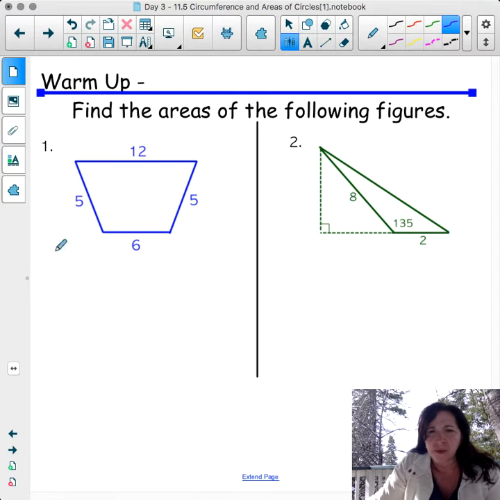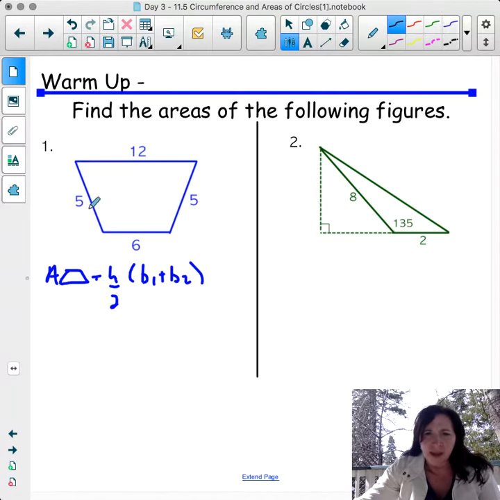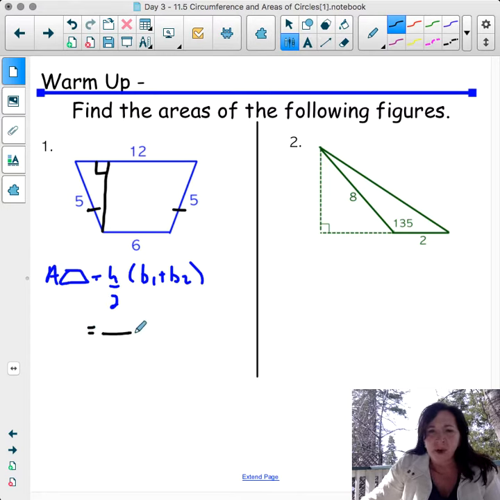And what we learned from other lessons was that the area of a trapezoid is equal to the height divided by 2 times the sum of the bases. So we need to know what the height is for this shape. I see that it's an isosceles trapezoid with these two sides being equal. So we're going to draw in a height, which is perpendicular to one of the bases. We don't have the height yet, but we do have both bases. So we can say that 6 plus 12 is equal to the area of our trapezoid.